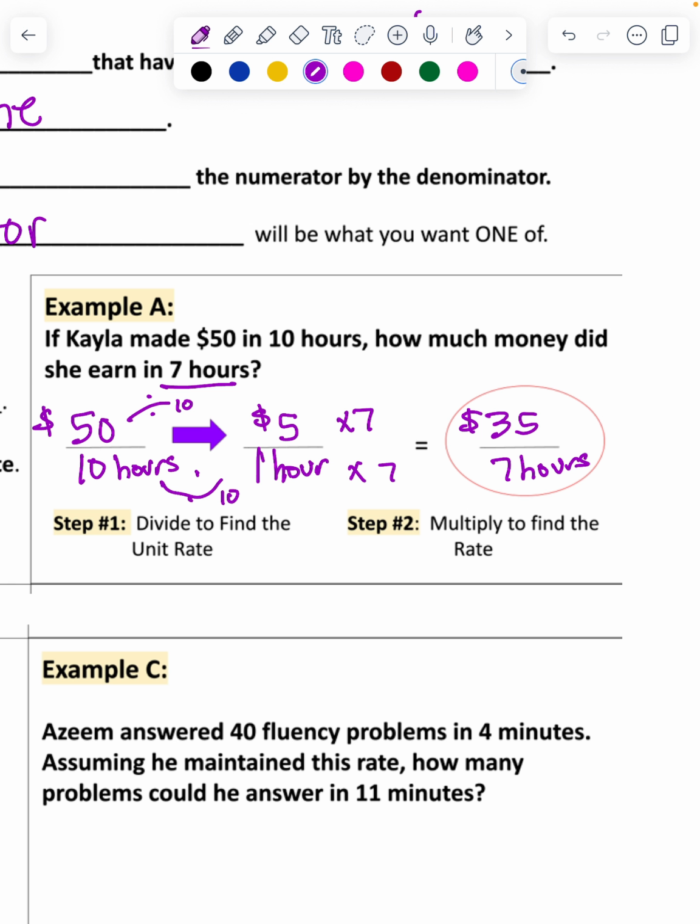So I divided to find the unit rate, and then I multiplied to find the rate of 7 hours.